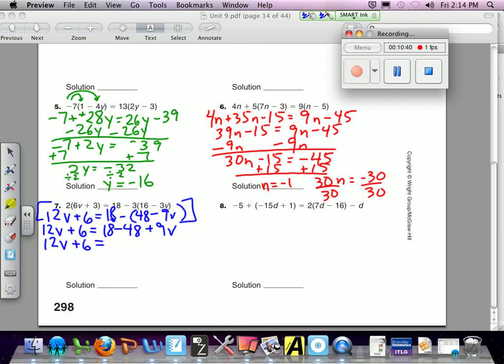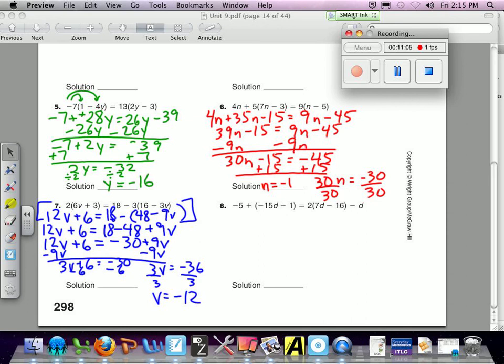12v plus 6 equals negative 30 plus 9v. I'm going to subtract 9v from each side, and I get 3v plus 6 equals negative 30. Subtract 6 from each side, and 3v equals negative 36. Divide by 3 on each side, v equals negative 12. And then the last one for this homework set.